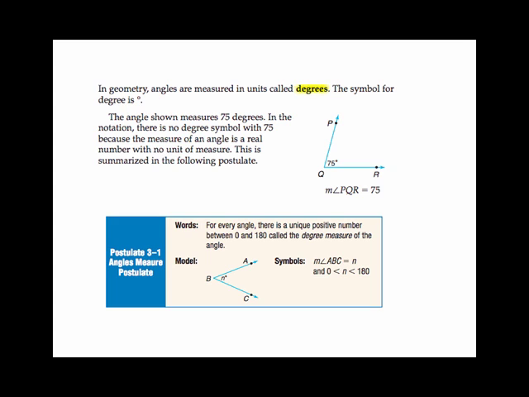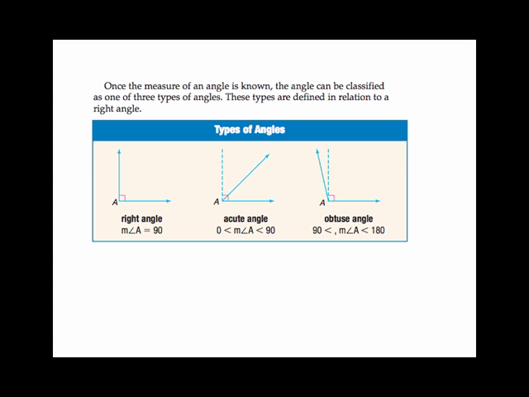This is summarized in the following postulate. For every angle, there is a unique positive number between 0 and 180, called the degree measure of the angle. Once the measure of an angle is known, the angle can be classified as one of three types of angles.